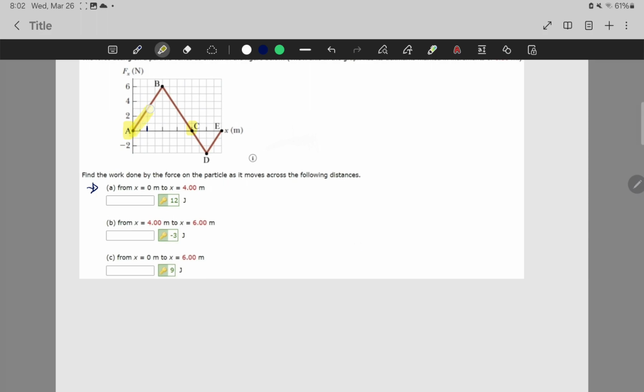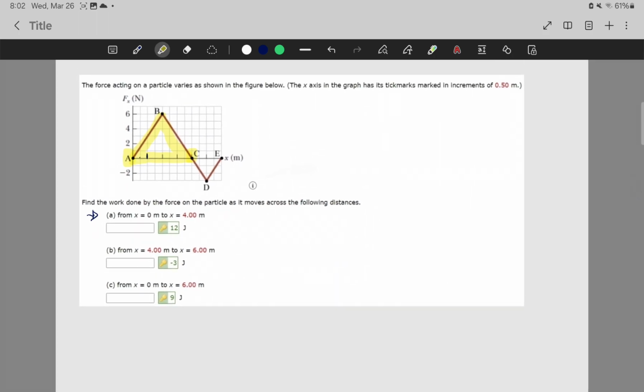Basically, we're trying to find the area under this triangle, and that's going to be our work. In this case, it doesn't give us an integral to set up and solve. But knowing that this is just a simple triangle, we can just find the area under this curve, and that will be our work done from 0 to 4. So the area of a triangle is 1/2 times base times height.